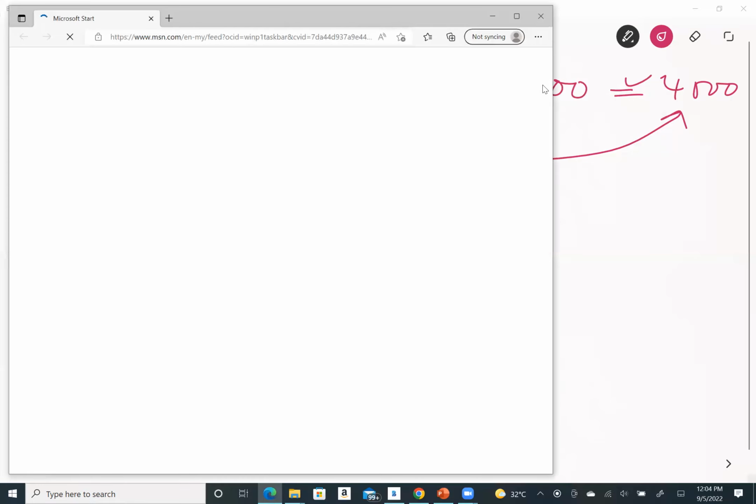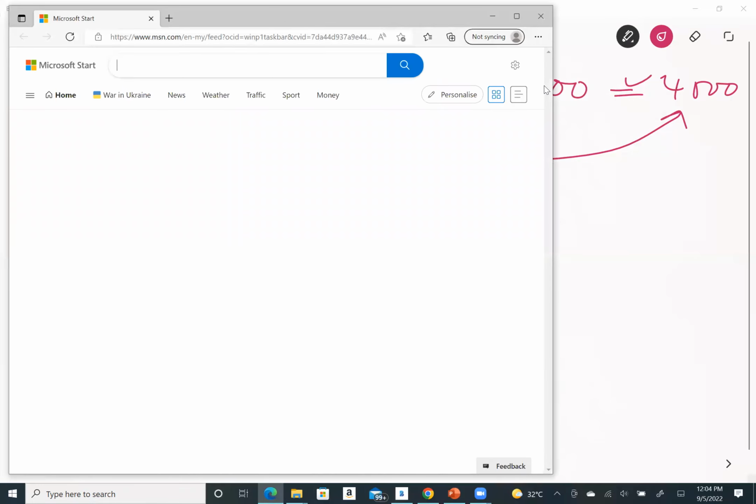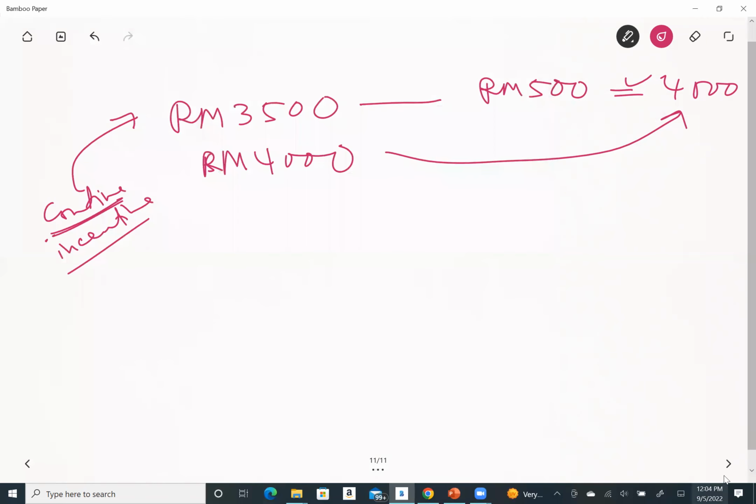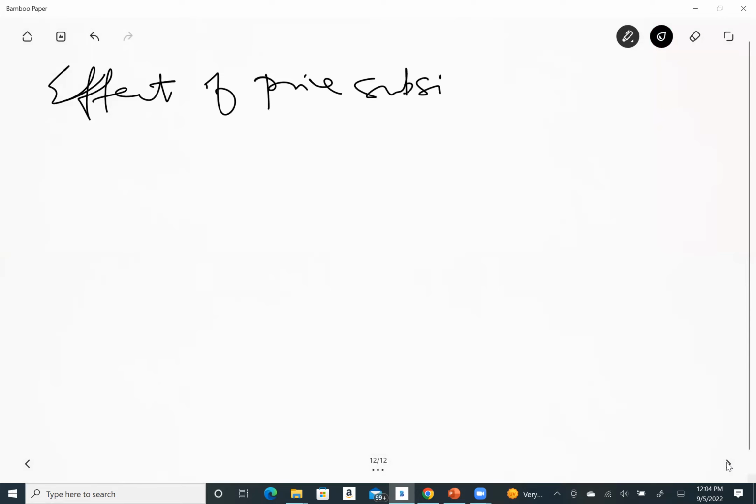Alright, so you have the price subsidy. So we are going to do this, all right? We're going to look at the effect of price subsidy on welfare or utility.